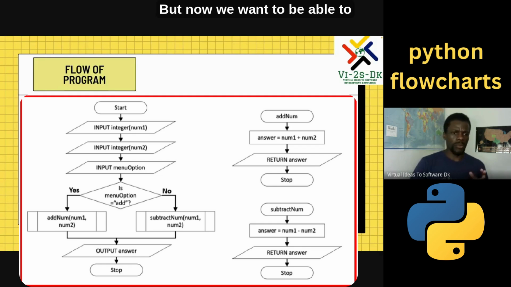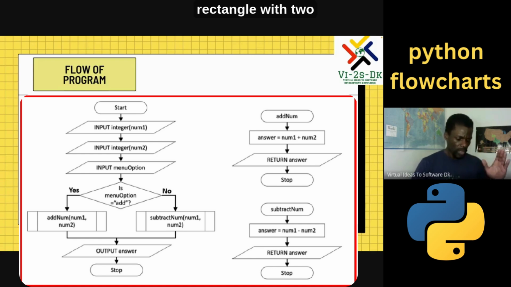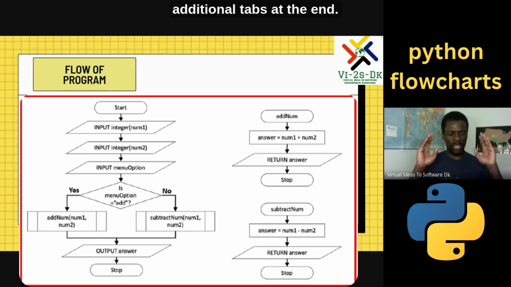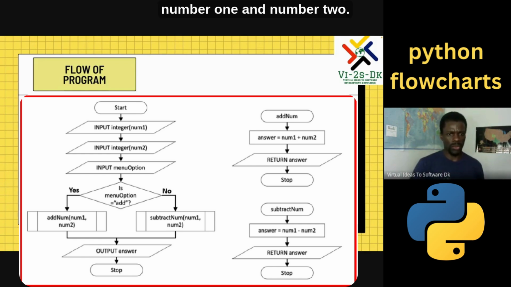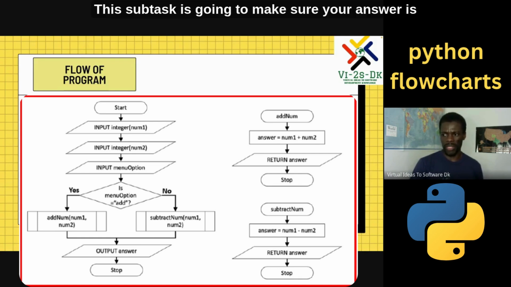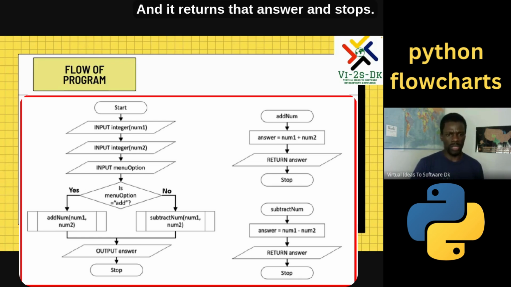But now we want to be able to have this subtask. This is a subtask, which has a rectangle with two additional tabs at the end. So a subtask here says add number 1 and number 2, and this takes you to the add number subtask. This subtask is going to make sure your answer is equal to number 1 plus number 2, and it returns that answer and stops. The second subtask is subtract number. That's going to subtract your number 1 minus number 2, and returns that answer and stops. So these are the functions. These two functions, add number and subtract number, and this will be the flow of your program.